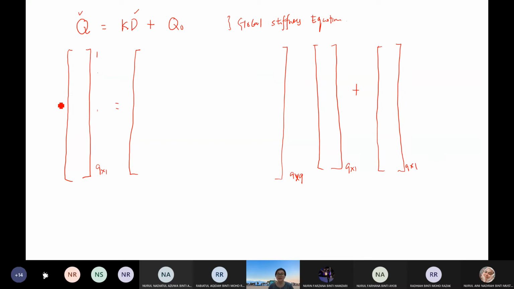Okay, so we need the partition. Remember, we have already done one partition, which is for D. D1, D2, D3 are unknowns, right? Then we put the partitions here.